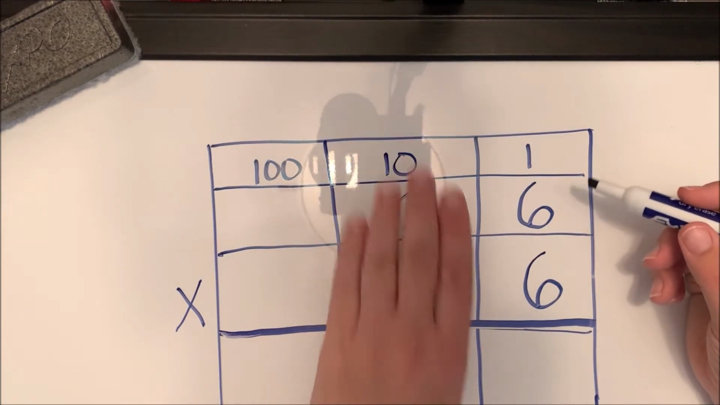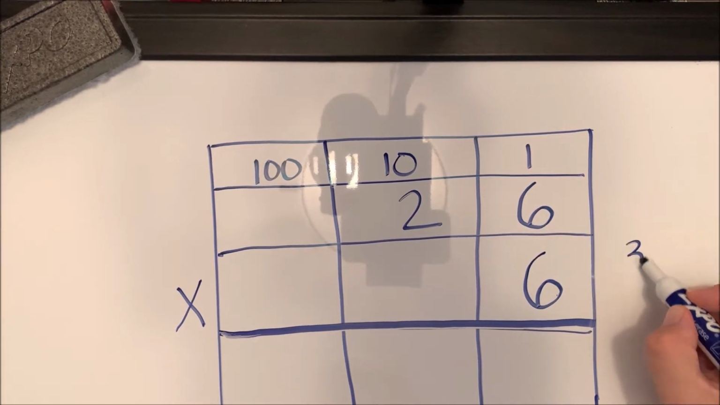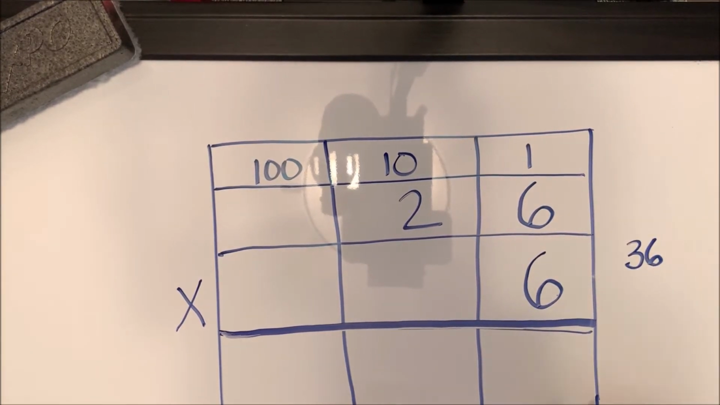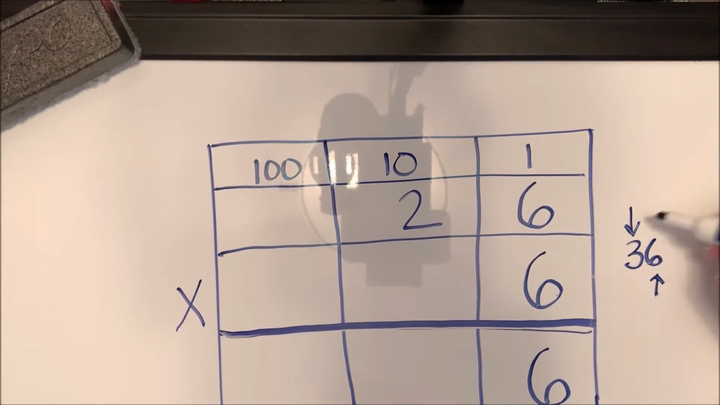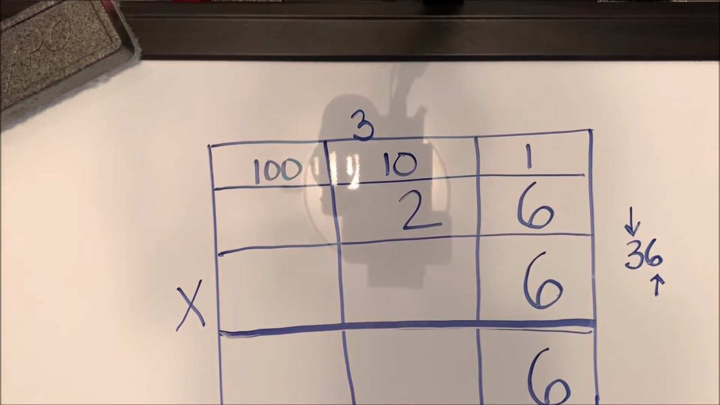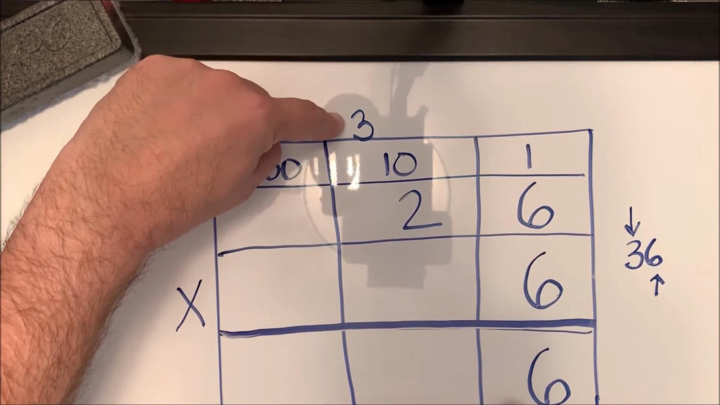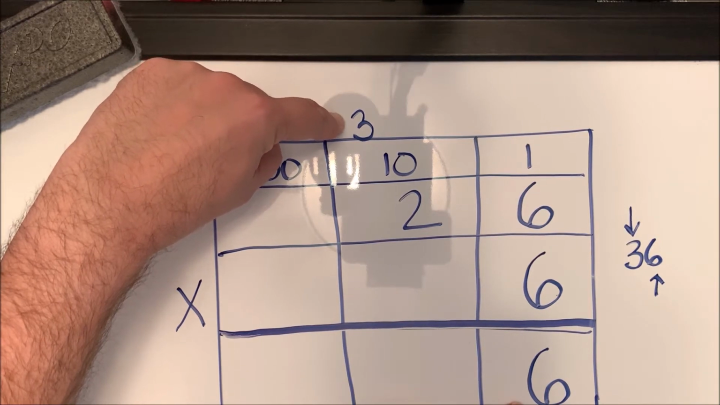Okay, so we're starting in the ones column. So 6 groups of 6 is 36. So I'm going to put 6 ones in the ones column. And then I have 3 groups of 10 that I'm going to sit on top of my tens column. So it's 30, 3 groups of 10, and 1 group of 6, 36.